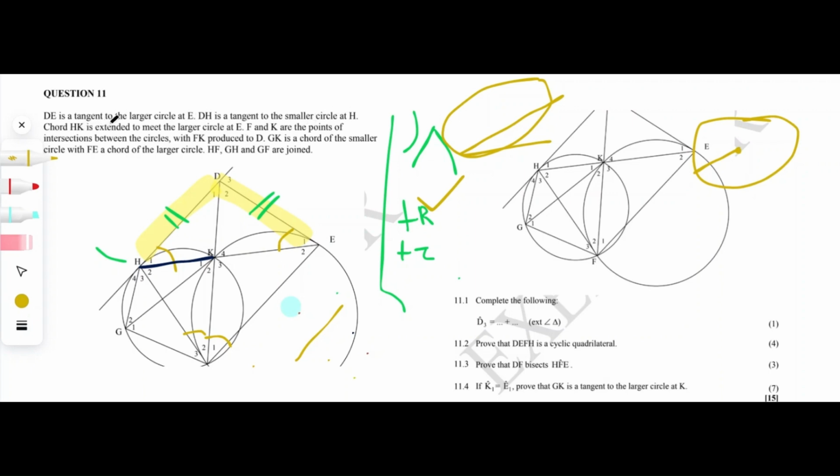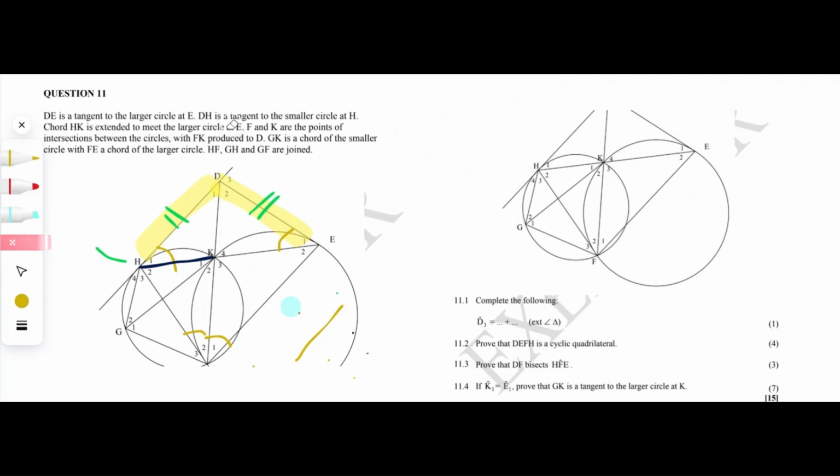They tell us that chord HK extends to meet the largest circle at E, F and K are points of intersection between circles, FK produced to D, GK is a chord of the smaller circle, with FE a chord of the larger circle, and then we have HF, GH, and GF. Okay, so those are the only statements they've given us about any Euclidean theorems. But there is something you have to remember. Before you begin, you need to remind yourself of the other general geometrical theorems like exterior angle of a triangle, sum of angles of a triangle, vertical opposite angles, and angles on a straight line.